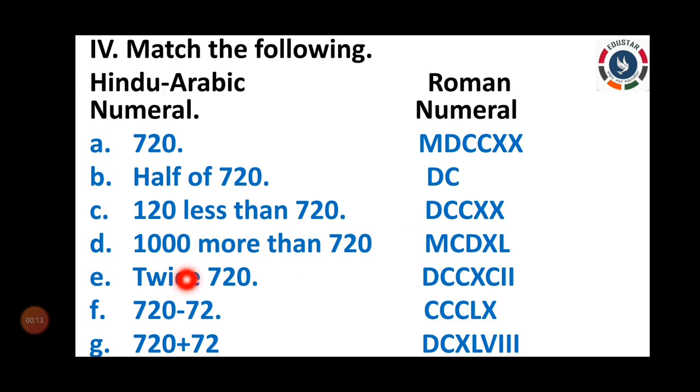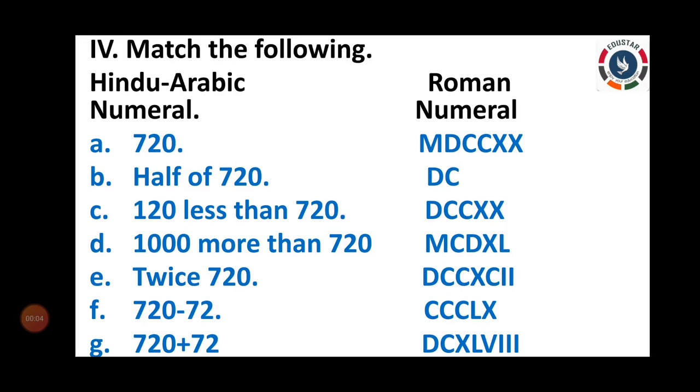And E, twice 720 means 2 times. Twice means you want to multiply by 2, you will get the answer. F, 720 minus 72, you subtract the two values. G, 720 plus 72, you want to add the values. So write the direct answer. Write everything neatly and present neatly. Send the image through email.